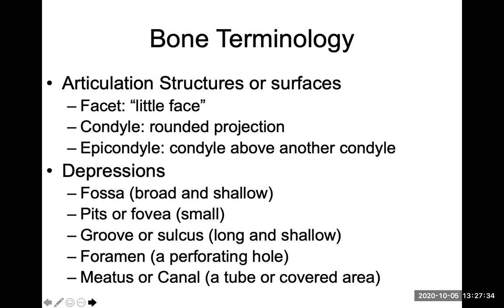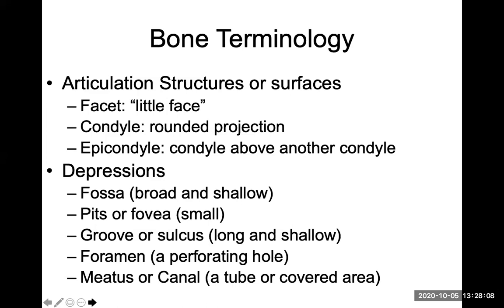We also have depressions on the surface of the bone. Again, these depressions can be different. They could be pretty broad and shallow, or they could be pretty pronounced and protruding inside, more like a hole. If they're broad and shallow, we typically call them fossa. If they are small, they're typically called fovea or pits. If they are long and shallow, they're called a groove or sulcus. And if it's a perforating hole, we refer to it as a foramen.